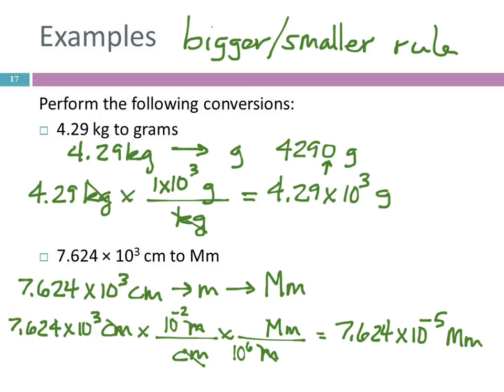I was confused. The way I was reading that is how many megameters are in 7,624 centimeters? Yes. That's correct. 7.6 times 10 to the minus 5. Because a megameter is a million meters. And a centimeter is 1/100th of a meter. So this is a big unit. It has the small number. This is the small unit. It has the big number. Any other questions?